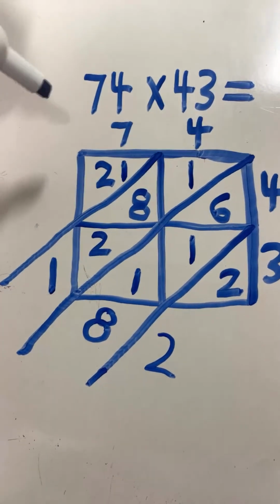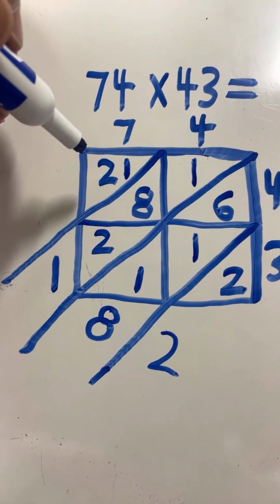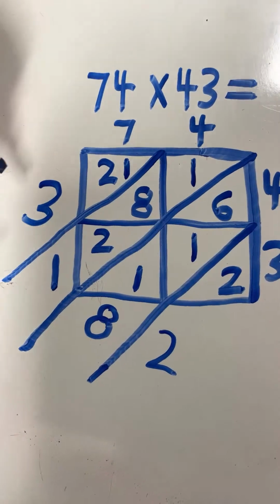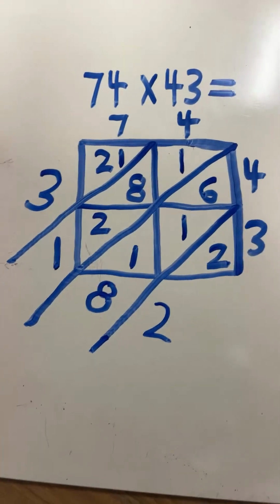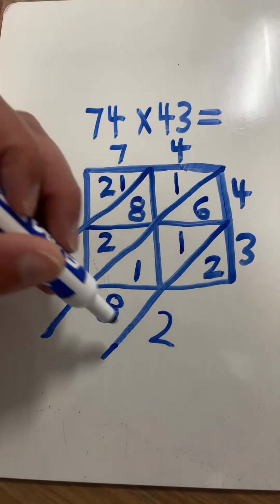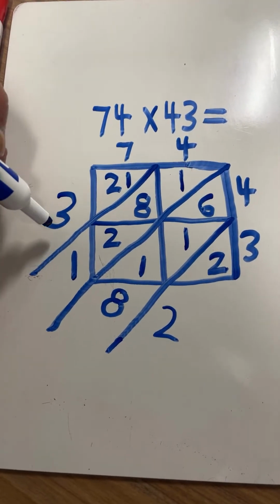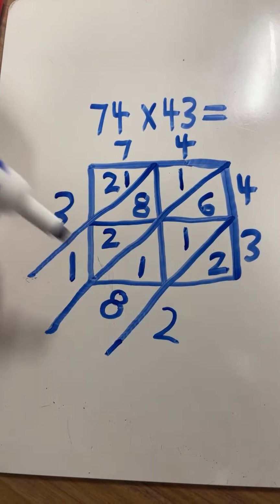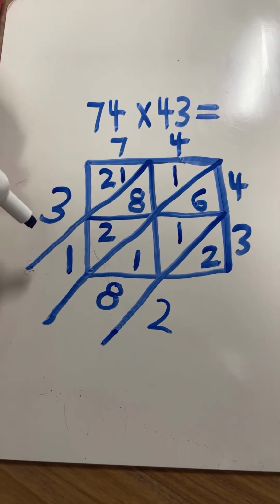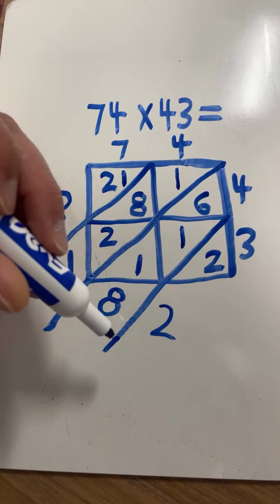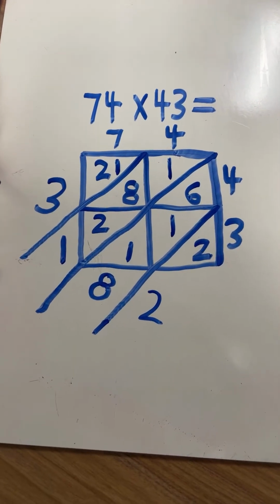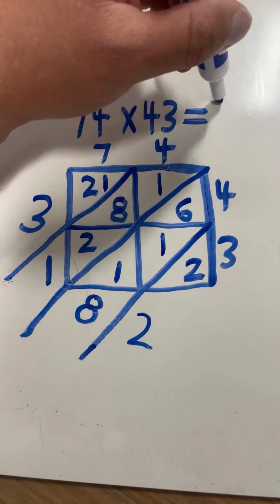Next, we're going to add 1 plus 2. 1 plus 2 equals 3. And now we simply read the number from left to right for our answer. So we have a 3 in the thousands place, 1 in the hundreds place, an 8 in the tens place, and a 2 in the ones place. So our final answer is 3,182. 74 times 43 equals 3,182.